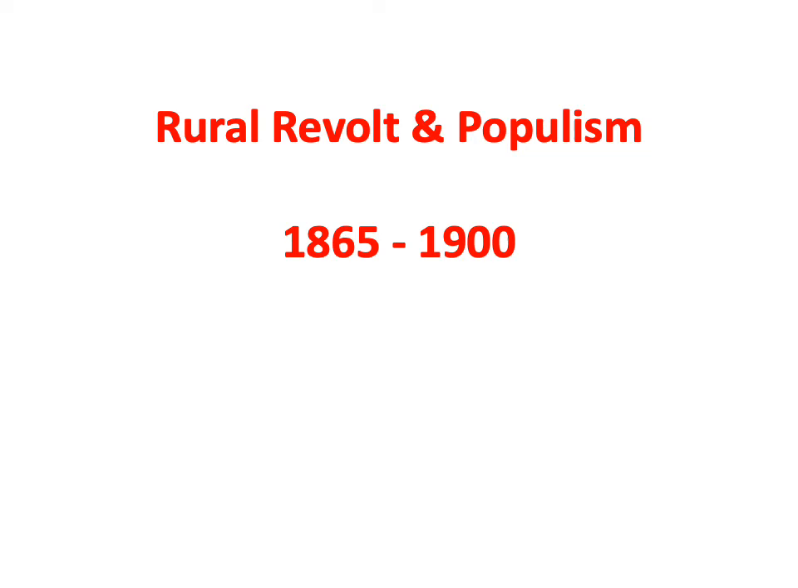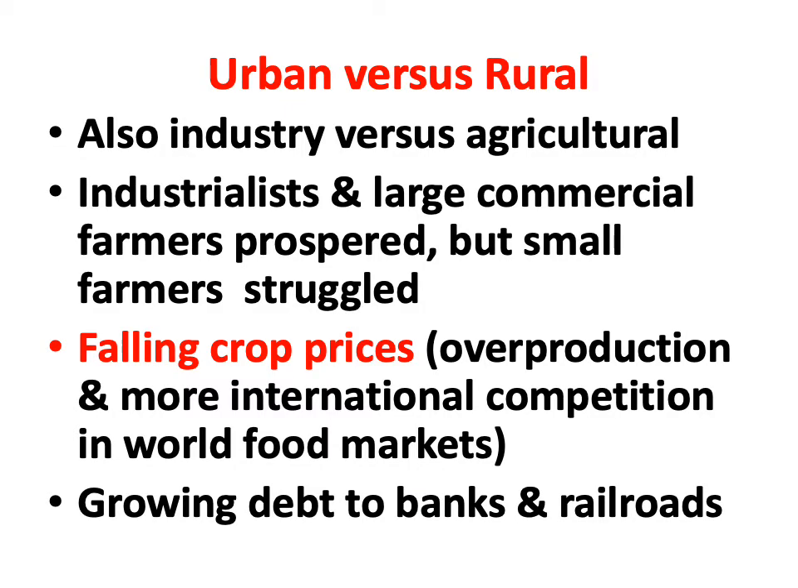Welcome to our brief discussion of the revolt in rural areas and the growth of populism between the Civil War and 1900. We've already seen in the previous lectures the growing split between the growing cities, rapidly expanding in population and political influence, and the rural agricultural areas. We also see this in terms of industry. It's agriculture against industry.